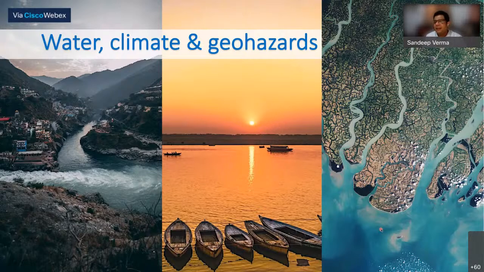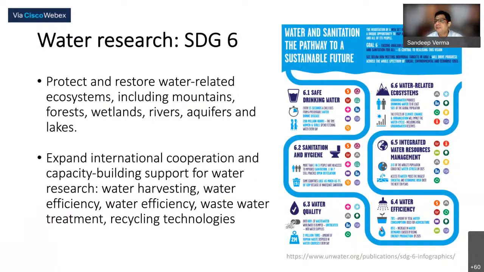And let me tell you what we have done, or what we mean by it. The first focus of DST SERB is on water research. So any material, any possibility of new ideas which can bring in new innovation or breakthroughs in water and sanitation, which also happens to be Sustainable Development Goal number 6 of the United Nations. So we are looking at the protection and restoration of water-related ecosystems, and it requires quite a number of players. For example, mountains, forests, wetlands, rivers, aquifers.